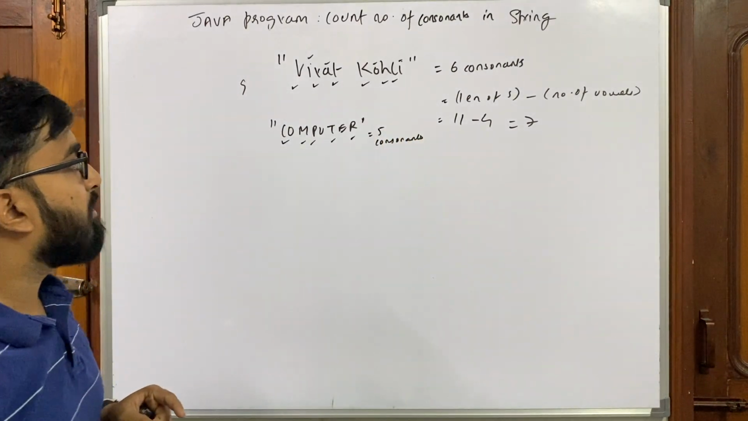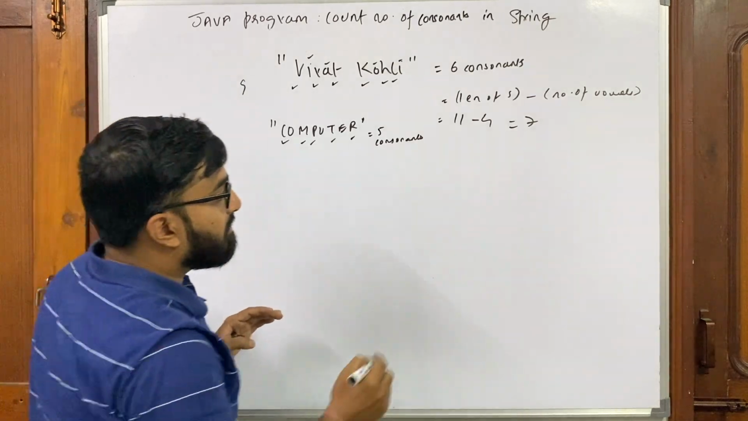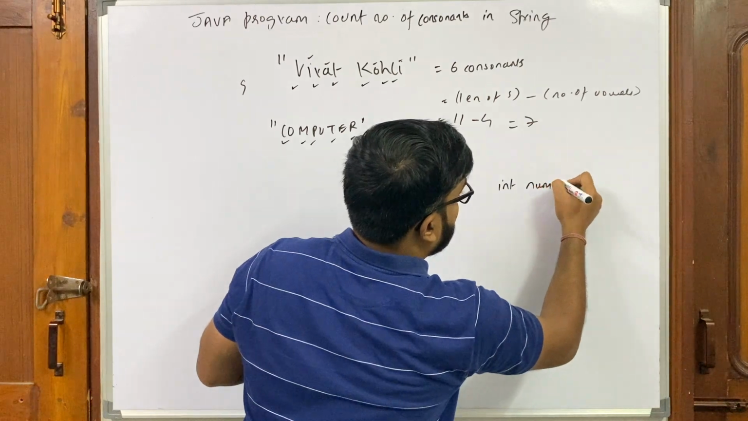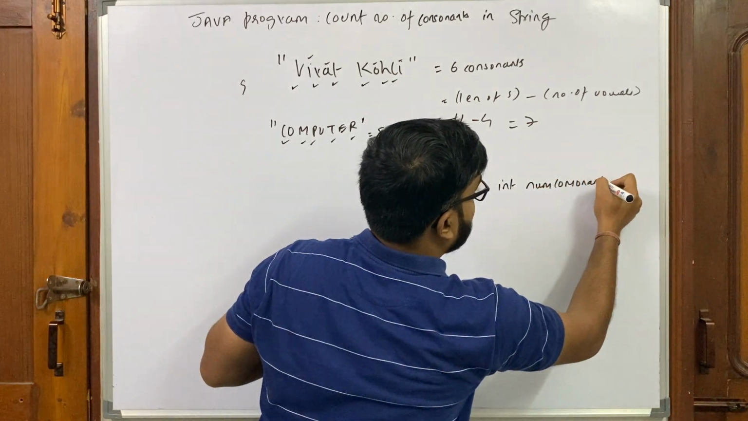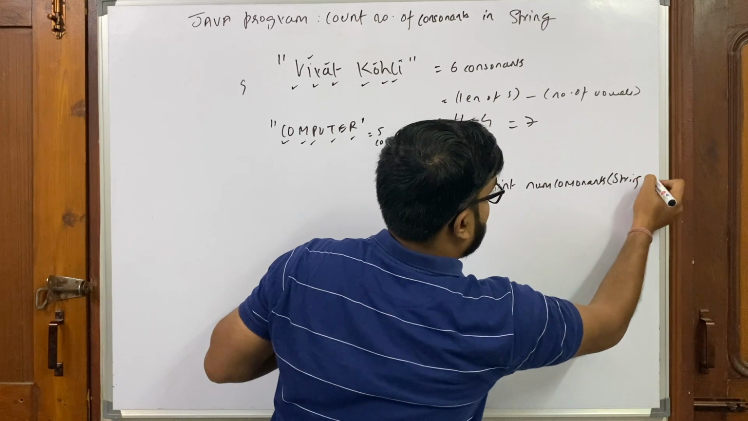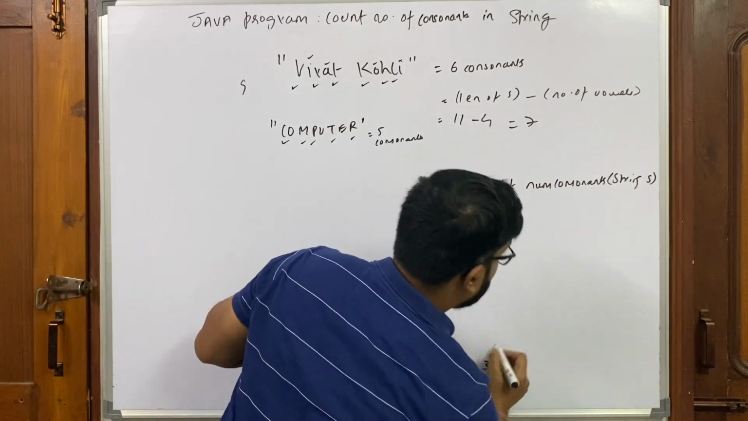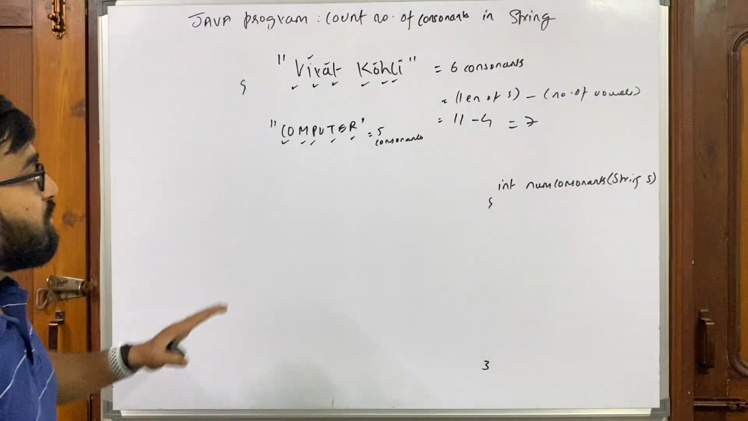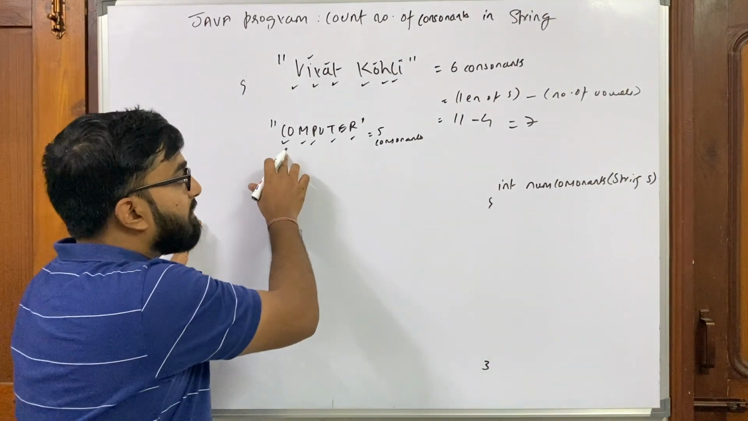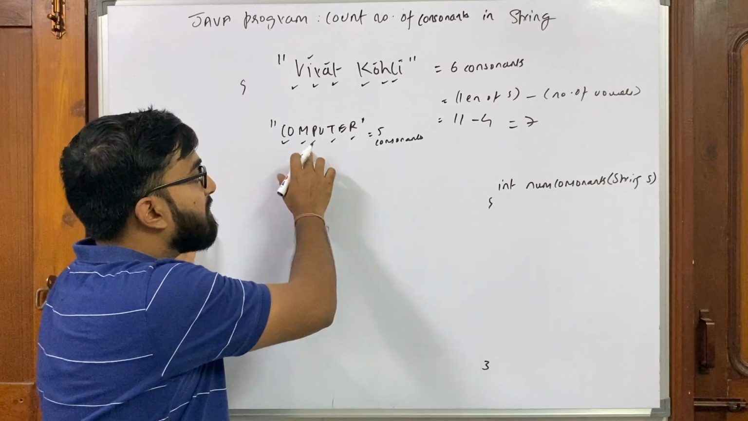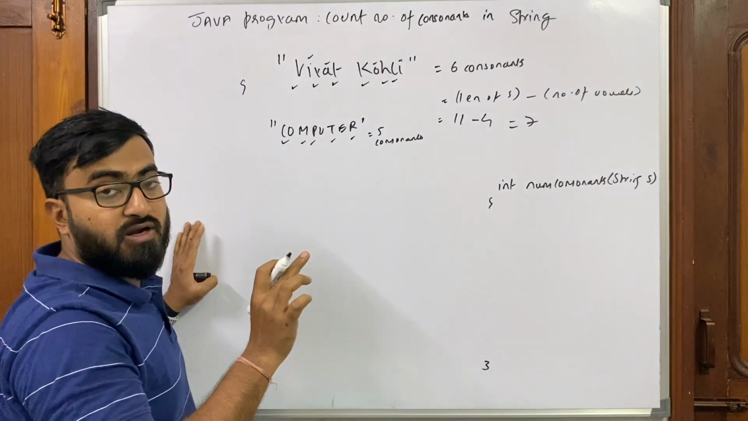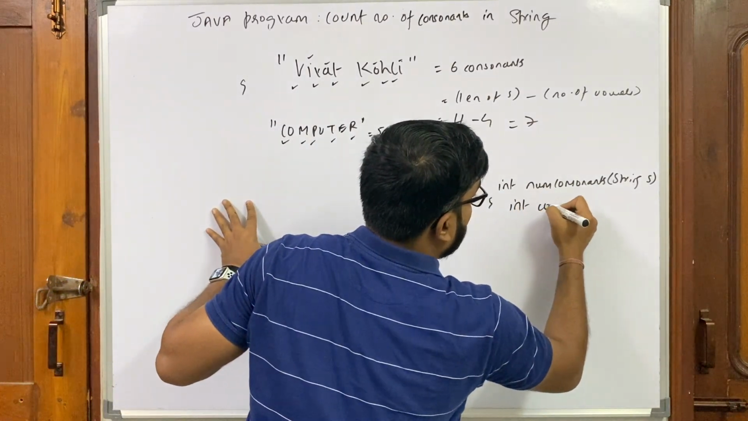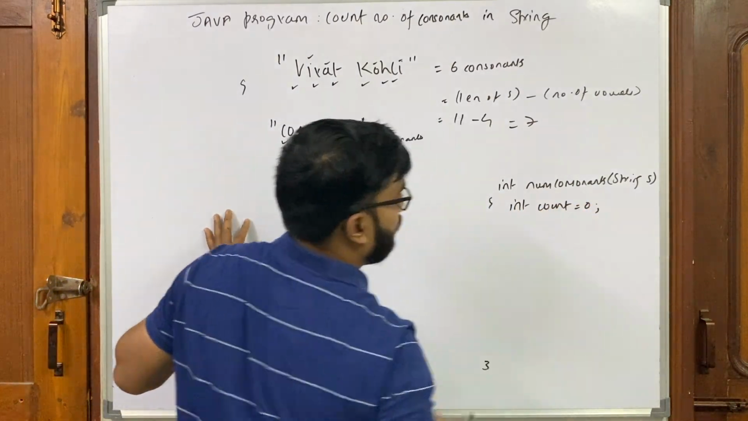All right. So I'm going to write a method template. I'm going to say int numConsonants, which takes a string S and returns the number of consonants in this string S, which is an integer value. The approach to solve this is to iterate this string from left to right, pick up each character, and check if it is a consonant or not. If it is, increment the counter by 1. So I have to start with my counter. I say int count is 0.